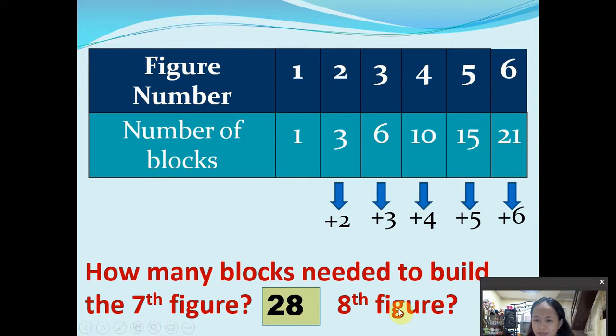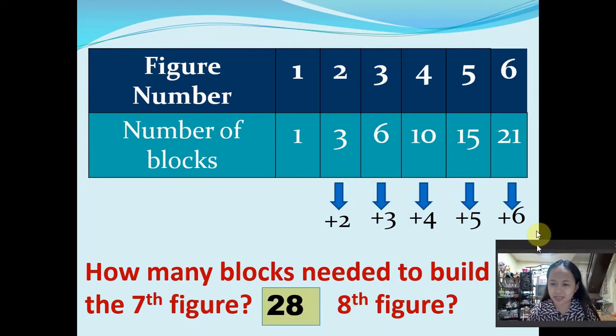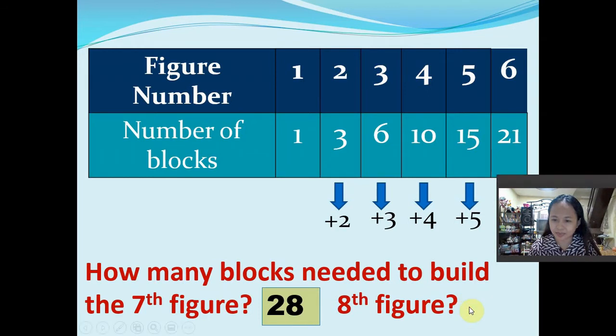How about for the eighth figure? What are we going to add to 28 to get the number of blocks needed for the eighth figure? Take note, it's the 8th figure. So we will simply add 8 to 28 to get, let's try to find out, 36. Very good. So that's simply 28 plus 8, and that is 36. So therefore, for the seventh figure, we need 28 blocks. And to build the eighth figure, we need 36 blocks.